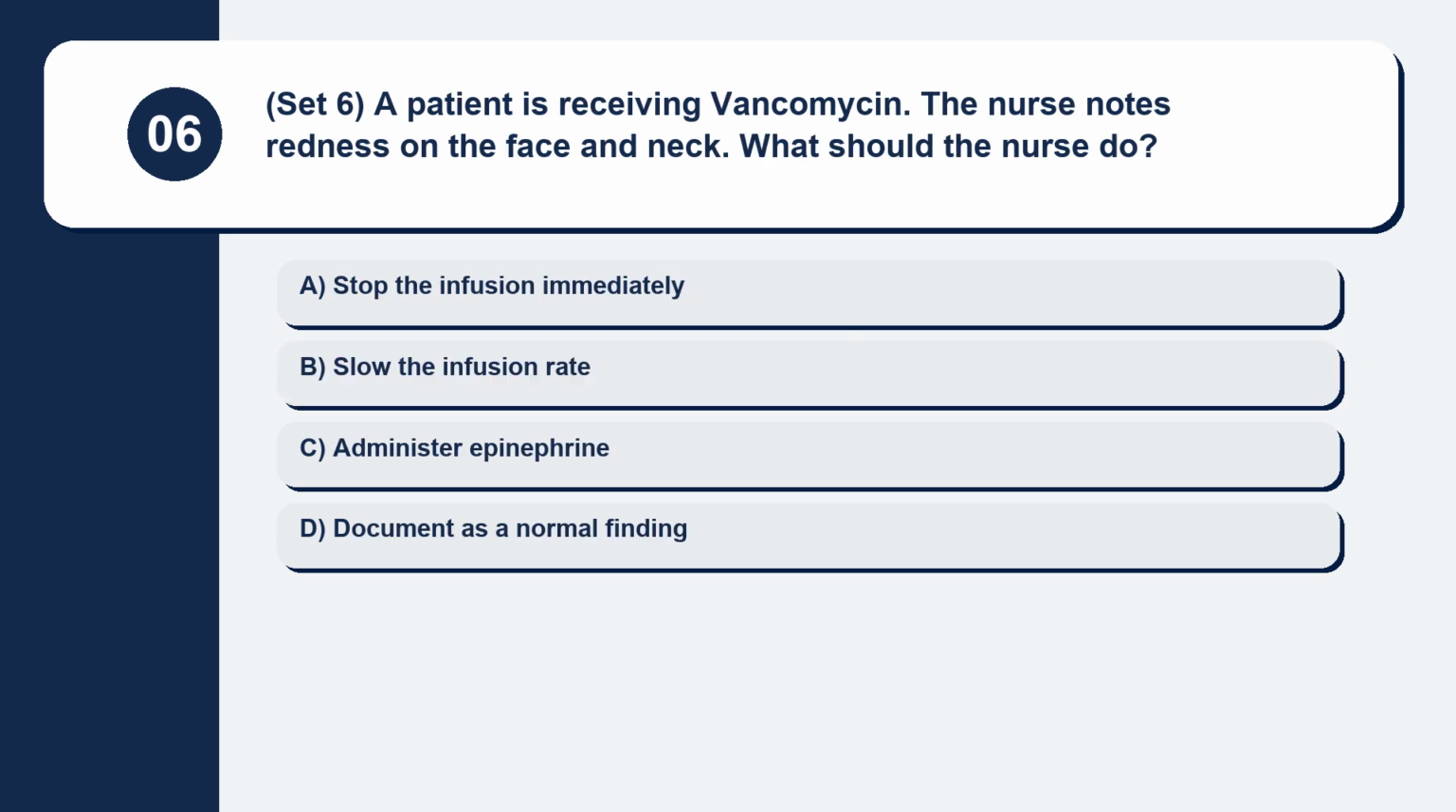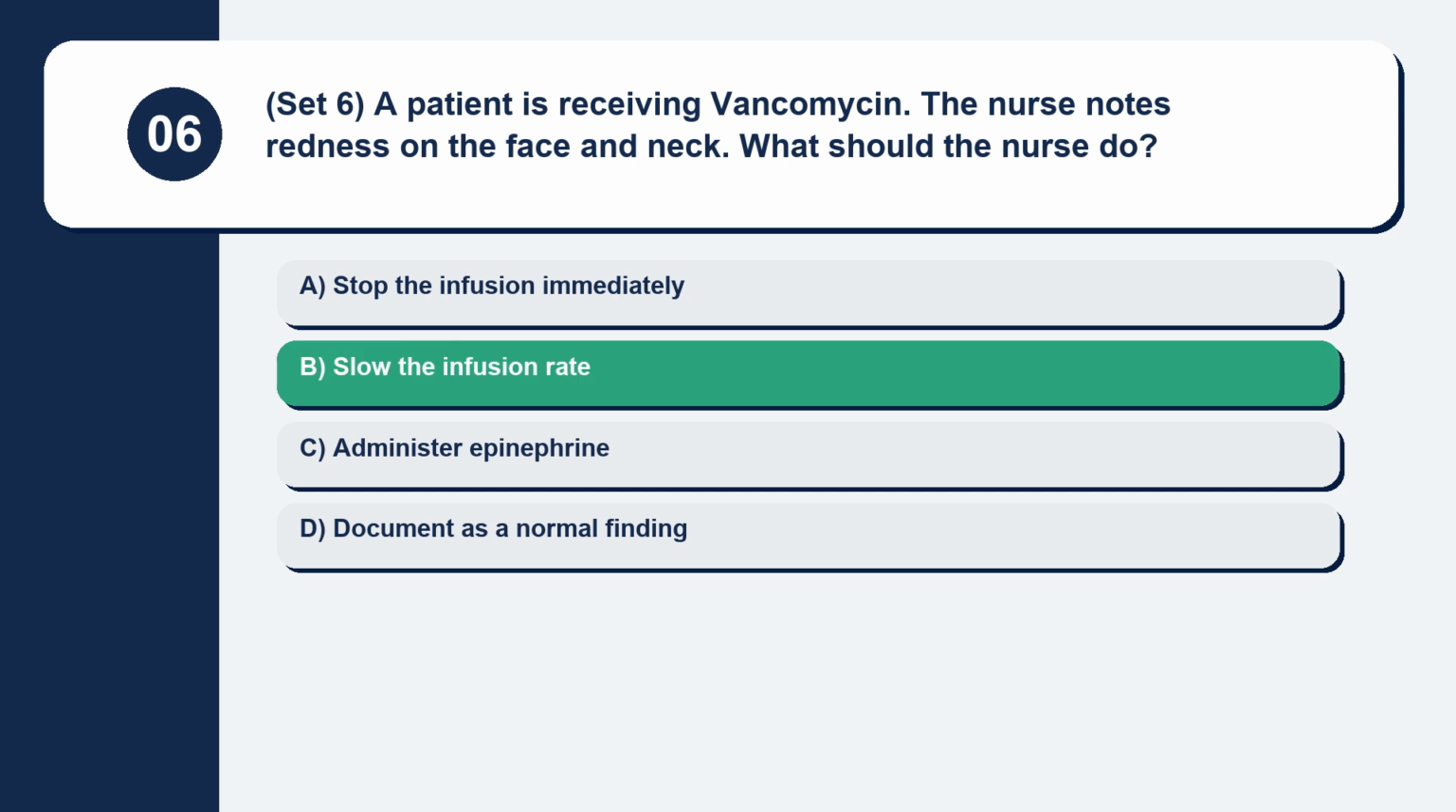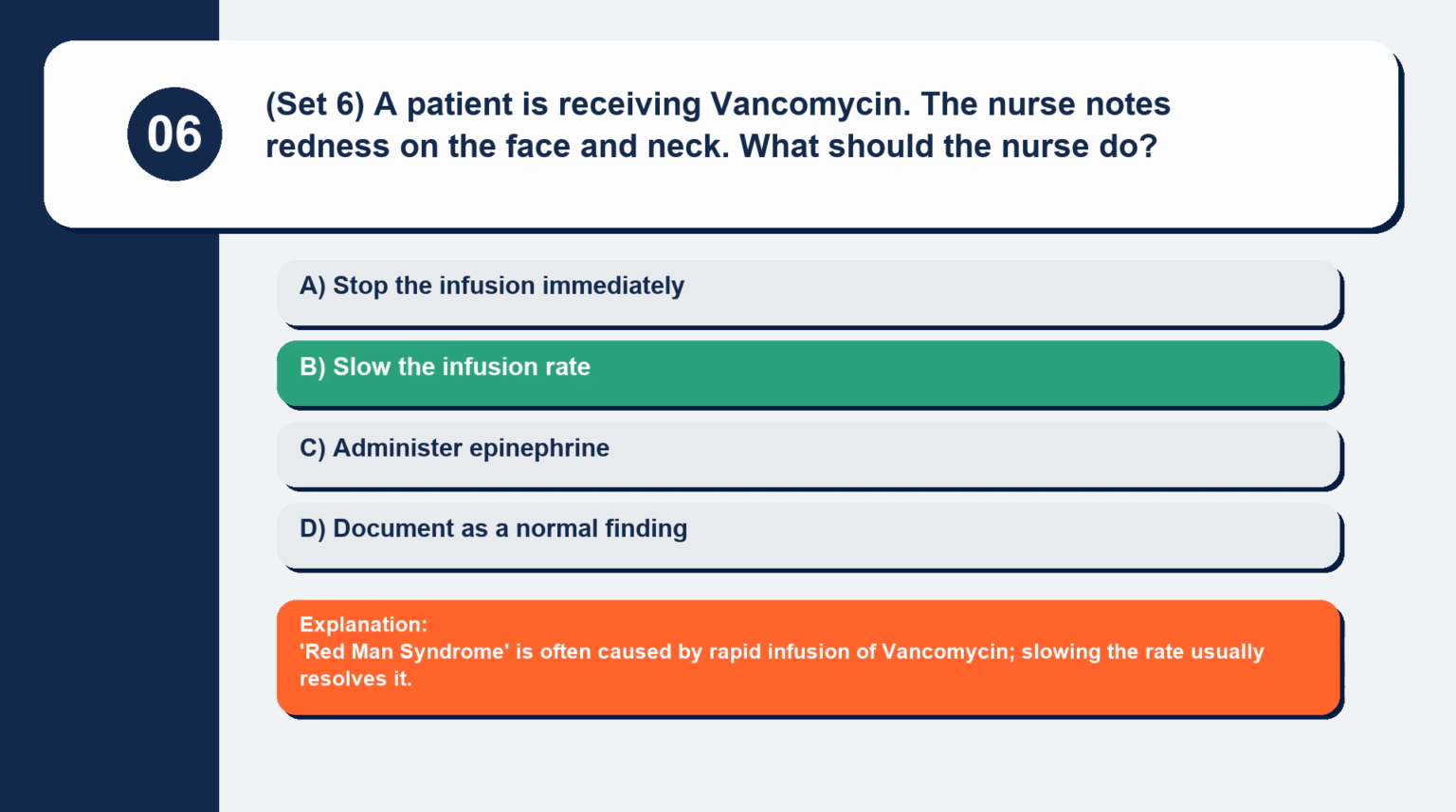Question 6. Set 6. A patient is receiving vancomycin. The nurse notes redness on the face and neck. What should the nurse do? Stop the infusion immediately, slow the infusion rate, administer epinephrine, document as a normal finding. Red man syndrome is often caused by rapid infusion of vancomycin. Slowing the rate usually resolves it.